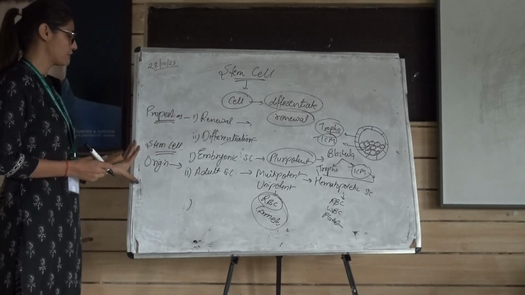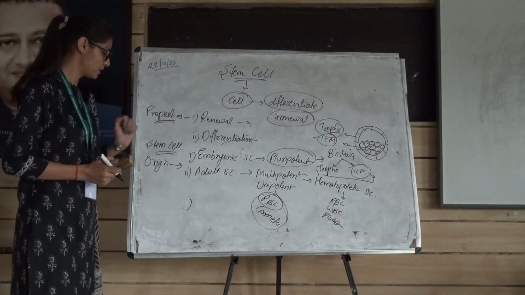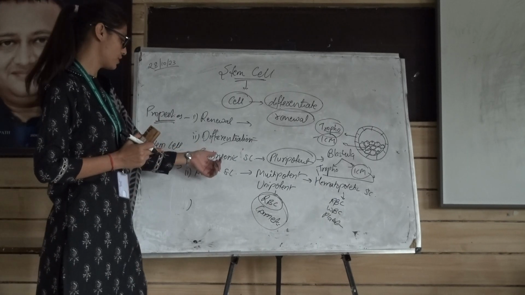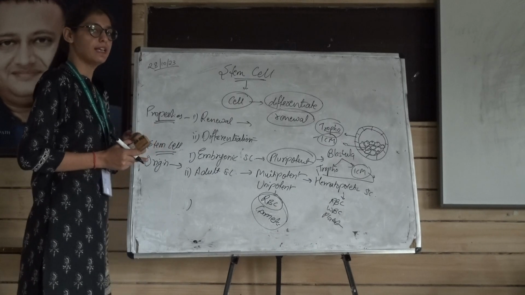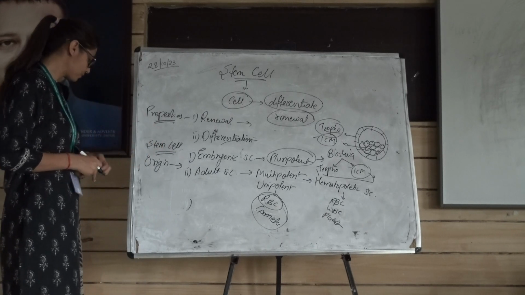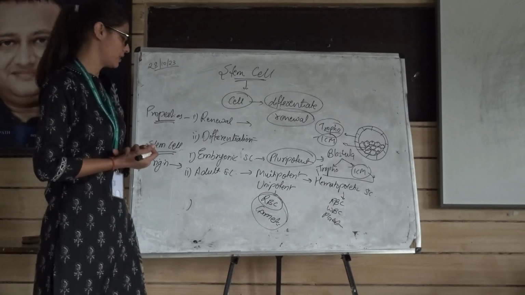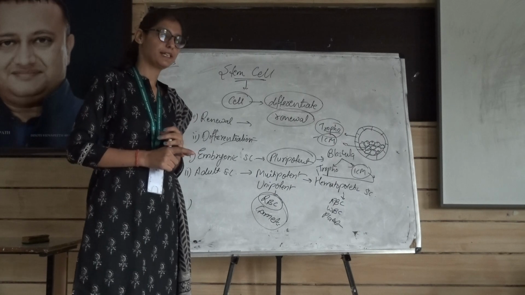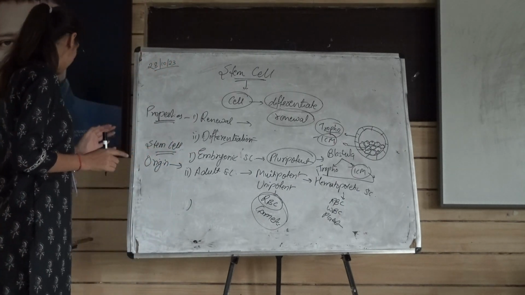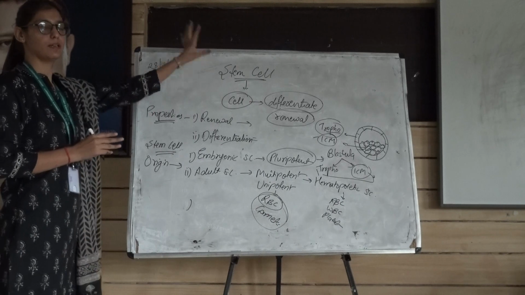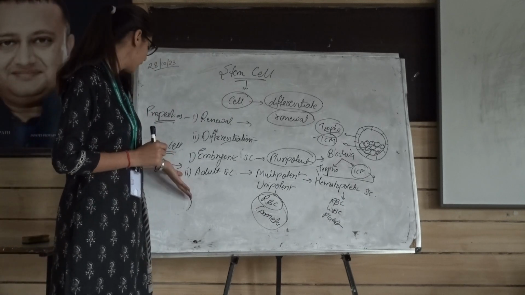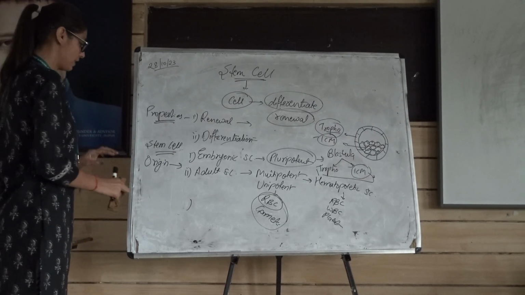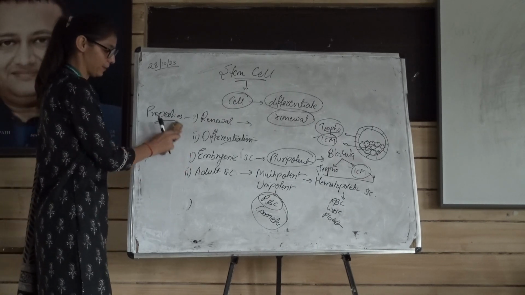So these are the classifications which we discussed in this lecture. One is the stem cell classification on the basis of origin, which is of two types, embryonic and adult stem cell, and the second is the classification on the basis of potency, which is totipotent, pluripotent, multipotent and unipotent, right? So basically we have to discuss the importance of stem cell. Where can we use these stem cells? The uses of stem cell in research as well as therapy, right?